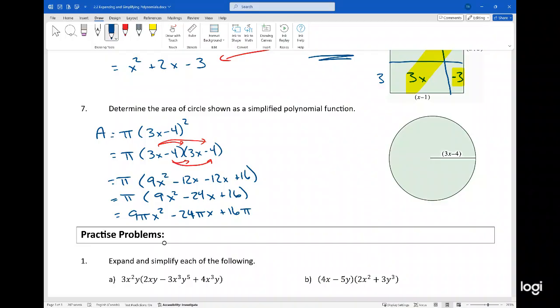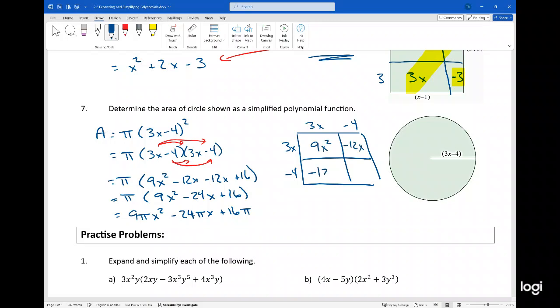Again, if you prefer to use the box method for the multiplication, 3x minus 4, 3x minus 4 gives you 9x squared minus 12x plus 16. Exact same idea, just helping make sure that we don't miss any terms or add up any terms that aren't there. That's really about it for this lesson.